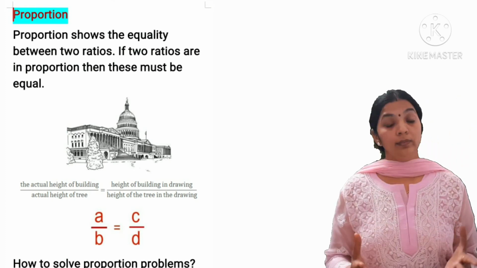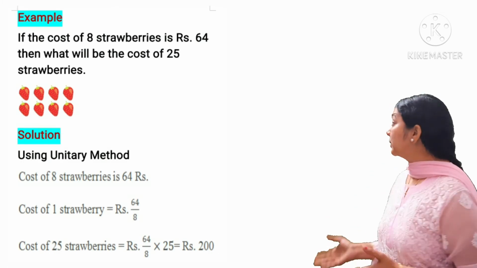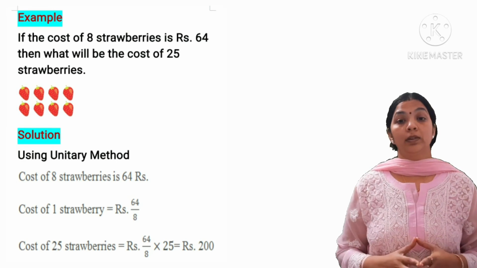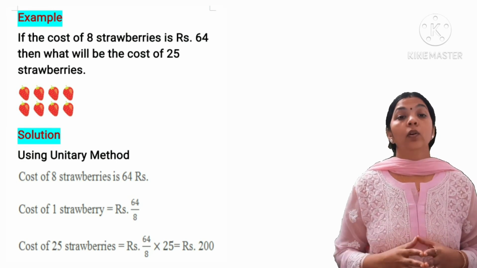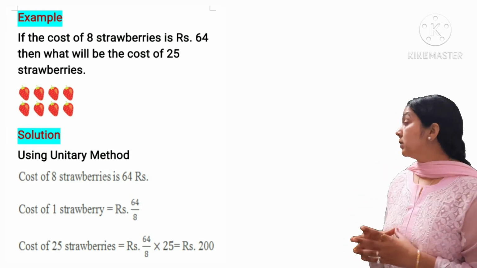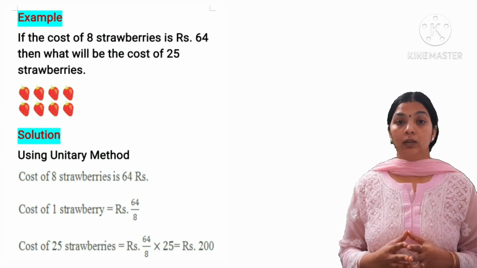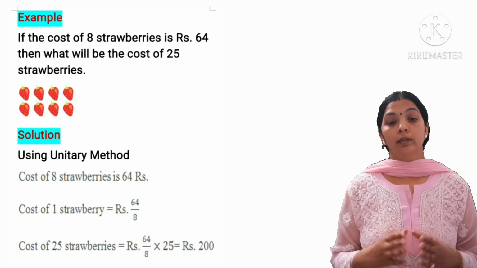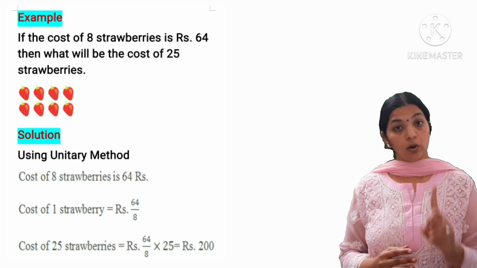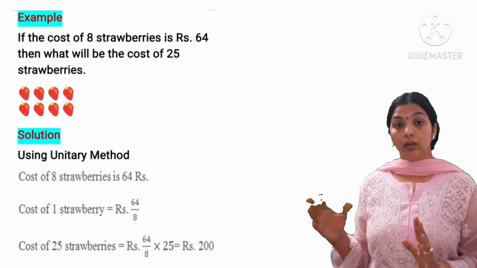Now, how to solve the proportion problems? That is the next topic. So to solve, let's consider this with the help of an example. If the cost of 8 strawberries is rupees 64, then what will be the cost of 25 strawberries? Now, this question could be solved with two different methods. The first method, which we know, is the unitary method. In the unitary method we calculate the value of one thing, then multiply it to get the value of the other number of things.